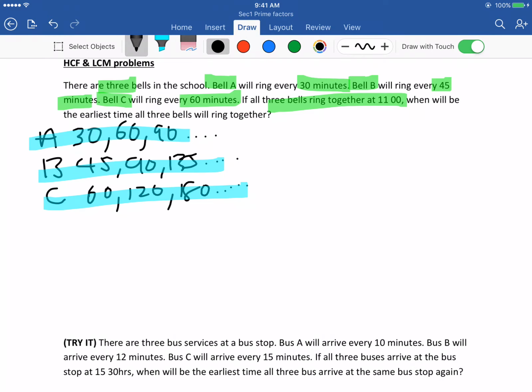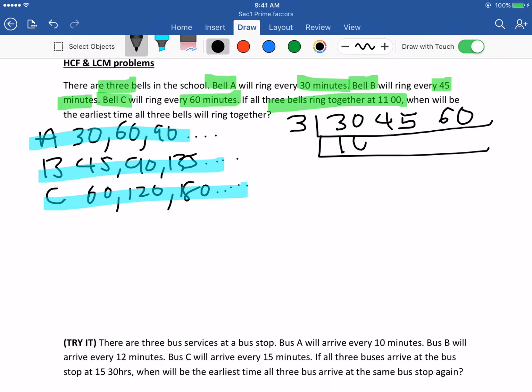Okay, so what I need to do, same thing, ladder method. The numbers are 30, 45, and 60. Ask yourself, can all these 3 numbers be divided by 2? No, you should divide by 3. So it becomes 10, 15, and 20. Can these 3 numbers divide by 2? No. 3? No. However, they all can be divisible by 5. So it's 2, 3, and 4.